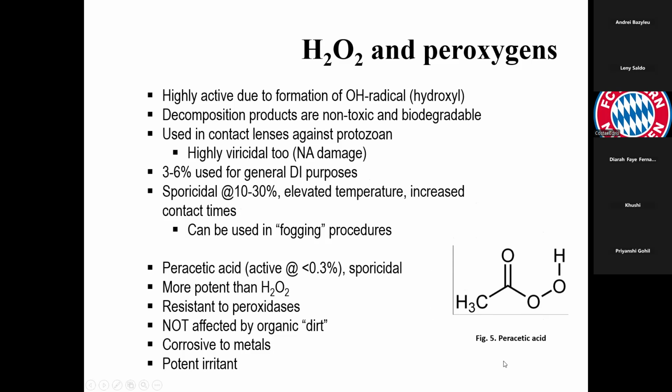This is just to illustrate what it looks like. One of the representatives of the class of the peroxygens, peracetic acid, is an extremely potent disinfectant. Its activity is already high enough even at such a low concentration as 0.3%. It's even sporicidal at this concentration. So as you can tell, a very potent chemical, much more potent than hydrogen peroxide. Obviously, only employed for industrial applications.